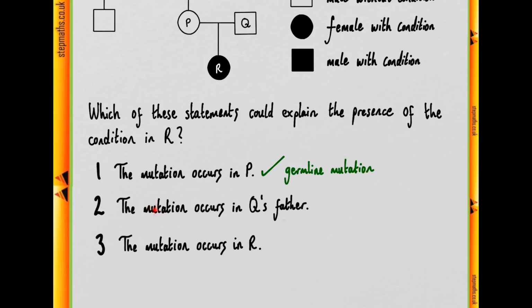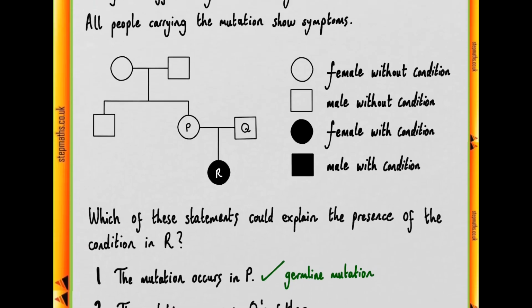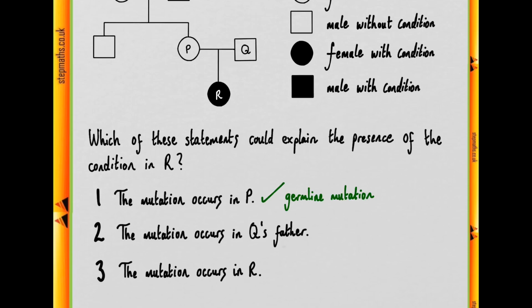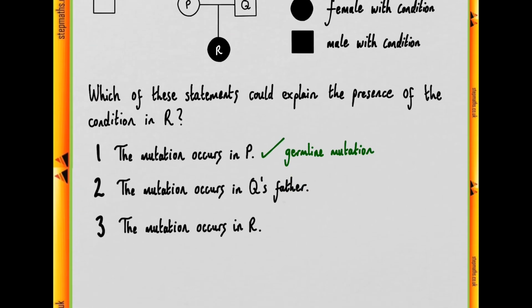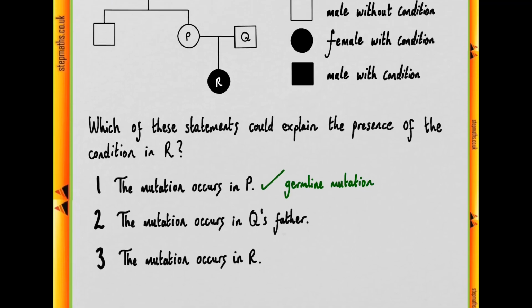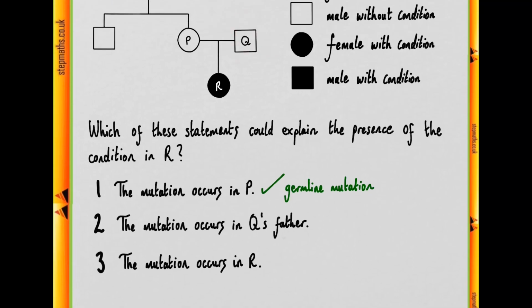Moving on, the mutation occurs in Q's father. Well, if it was a mutation in Q's father, then it would affect one of the offspring, well, it would affect Q, wouldn't it? Because it's a dominant condition. But also that would have no bearing on individual R, given that Q appears to have not inherited anything from his father, because he doesn't carry the mutation.